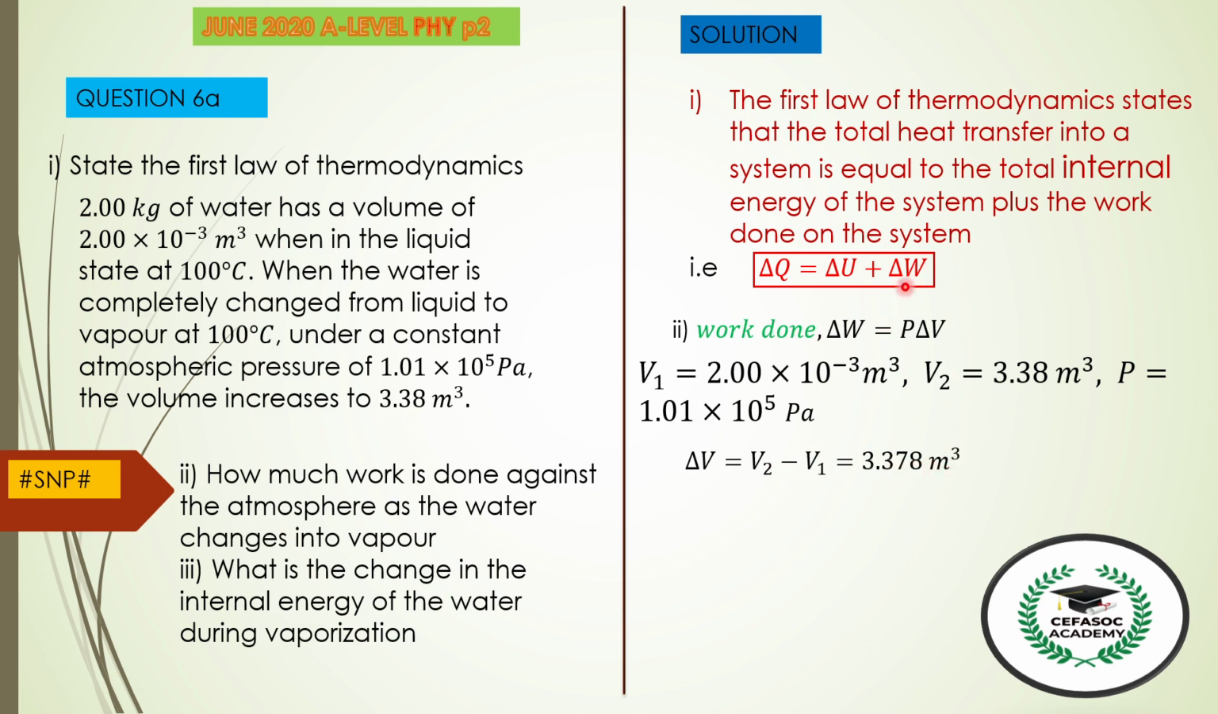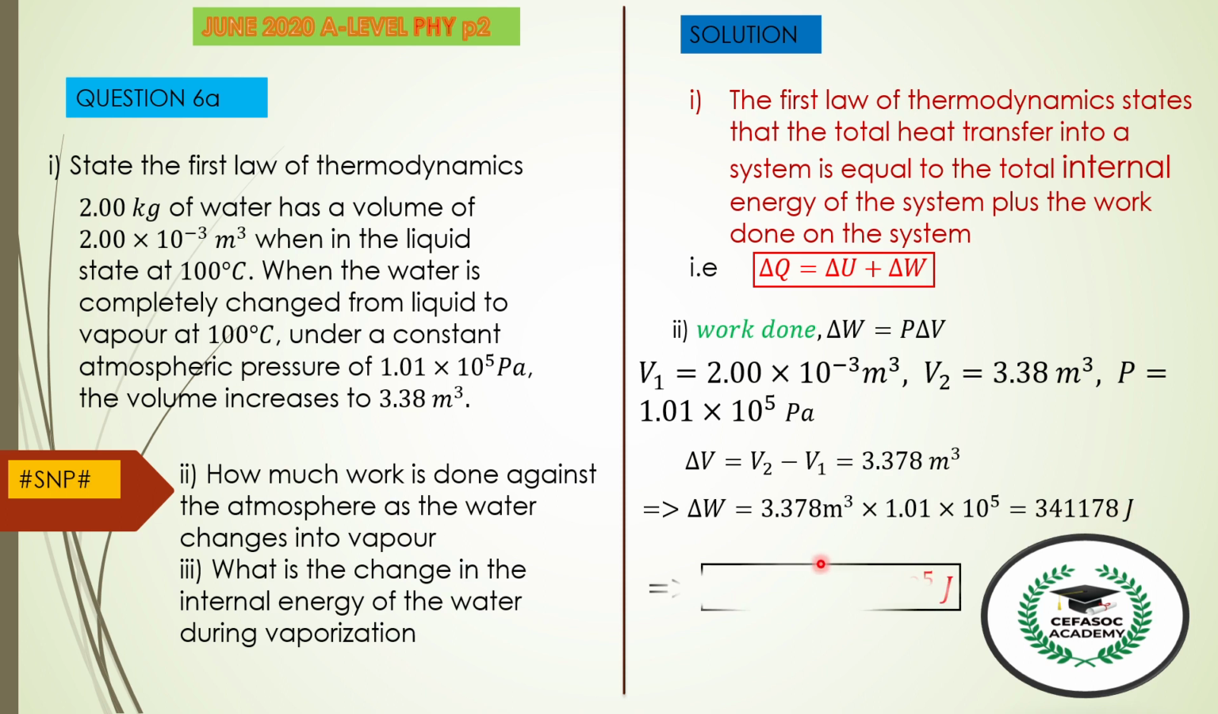So now we replace into our term of delta W, which will be 3.378 meters cubed times 1.01 times 10 to the power 5 Pascal, which is, you can still punch your calculator, 341,178 joules. Okay, now as a science student, always get used to writing your unit in all equations. This is very, very important. We can change our delta W into standard form, but it is at will. It's not compulsory, but it is necessary. So delta W in standard form will be 3.41 times 10 to the 5 joules.